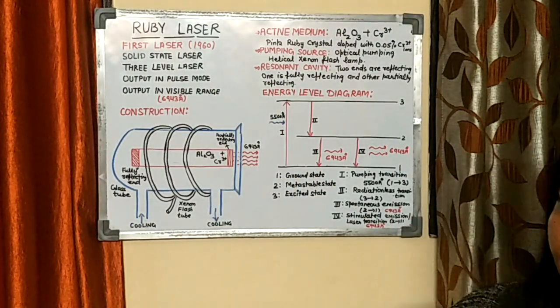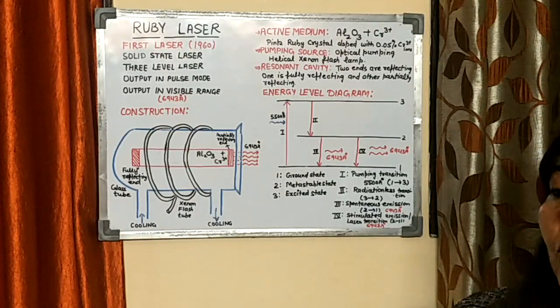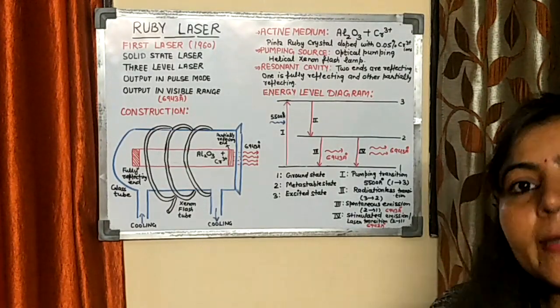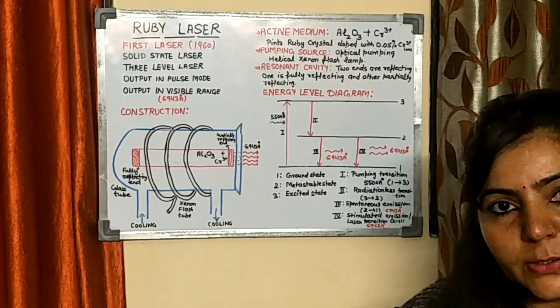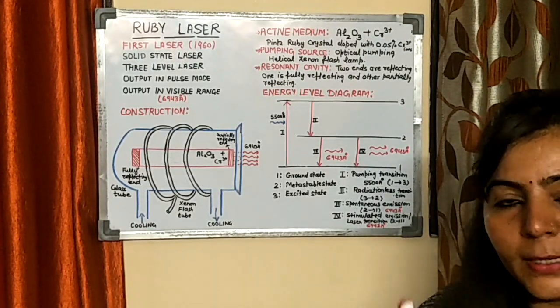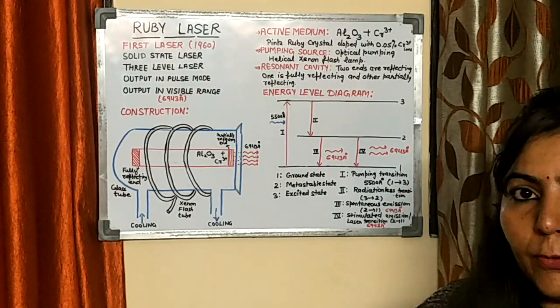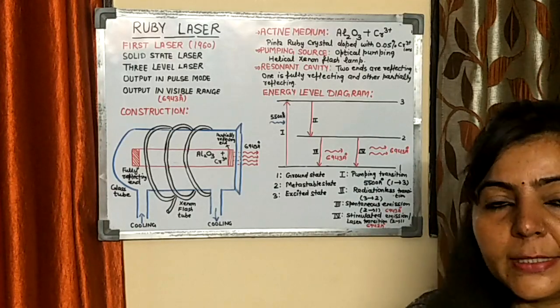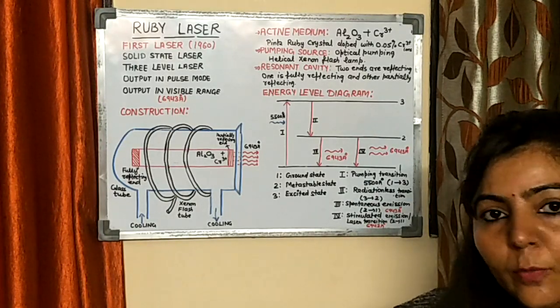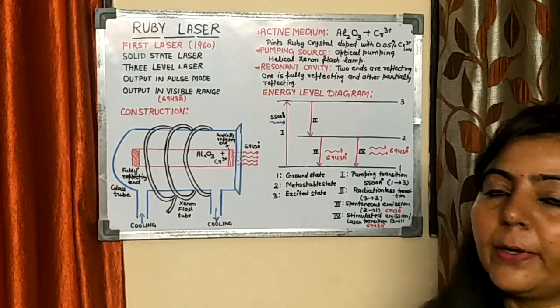The output of this laser is in pulse mode. Pulse mode means you are not going to get continuous output from Ruby laser. You will get a laser pulse from Ruby laser, then for a particular duration, there is no output from the laser. It means you will get the output from a Ruby laser in the form of spikes. You will not get continuous output from Ruby laser.